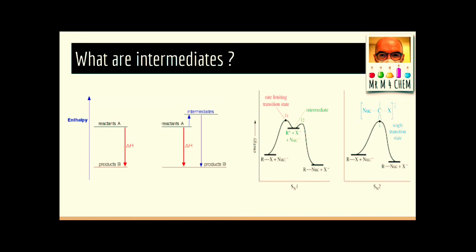We can see an SN1 and an SN2. If you've not done organic chemistry yet, don't worry. The whole point here is we've got RX. R is just a molecule. It's an alkyl group, but don't worry about that. It's just a molecule. It's been attacked by a nucleophile, NUC, short for nucleophile.